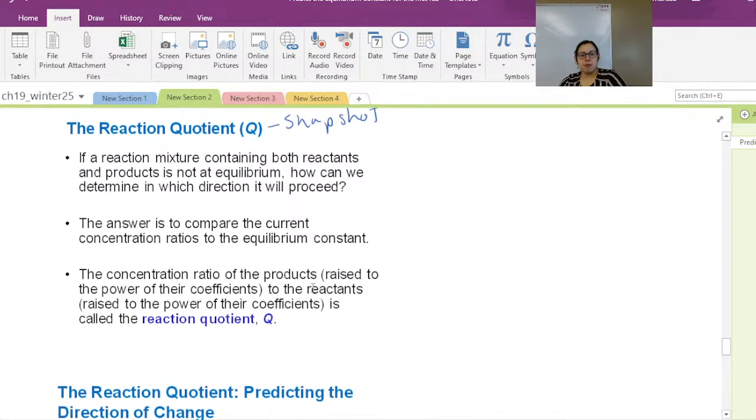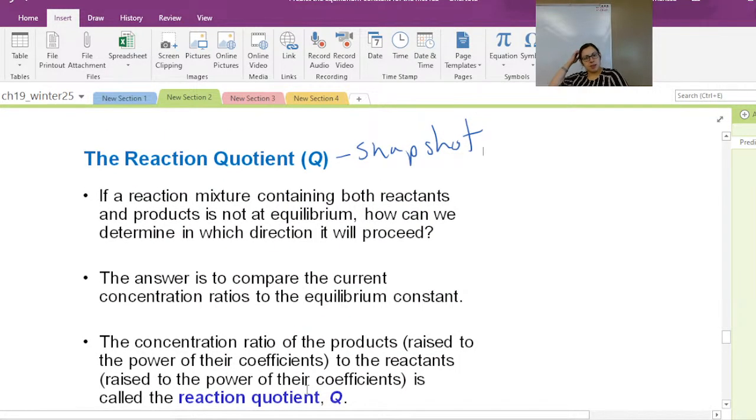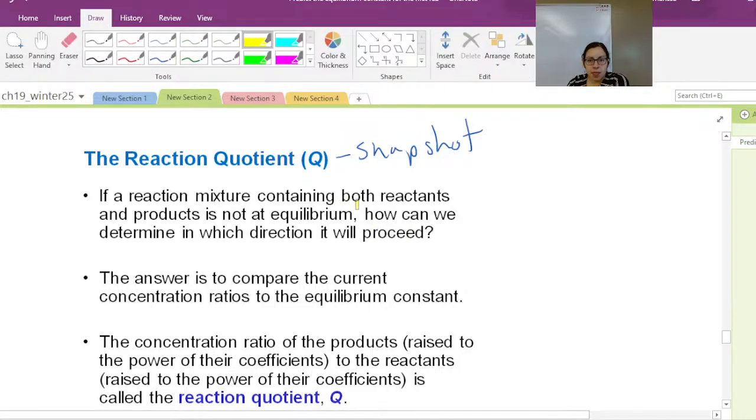The problem we may sometimes encounter is, let's say we're looking at a reaction mixture and we have reactants and products. How do we know which way it's going to proceed? This will help us later potentially. If we have something to compare it to, we can look at our current ratios, plug them into our equilibrium expression, and see how that compares to our constant.